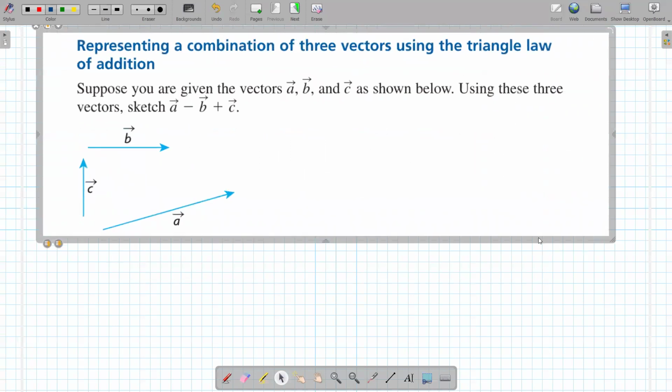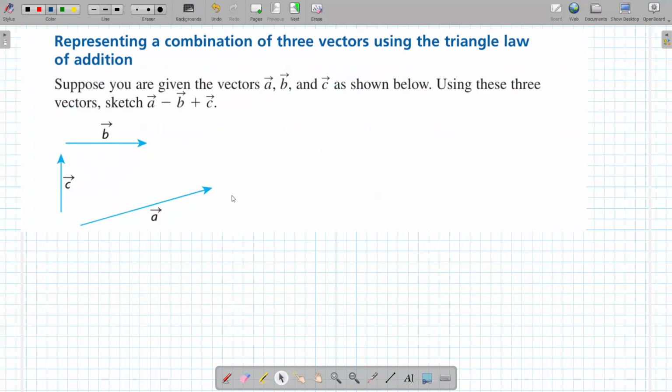Representing a combination of 3 vectors using the triangle law of addition. All right, so we're trying to find A minus B plus C. You can do this in any order. They're commutative. But I'm going to do it in the order that they gave us, A minus B. So let's first find this. A is going this way. B is going this way. And remember, you have to add tip to tail. But we're not trying to add B. We're trying to add negative B.